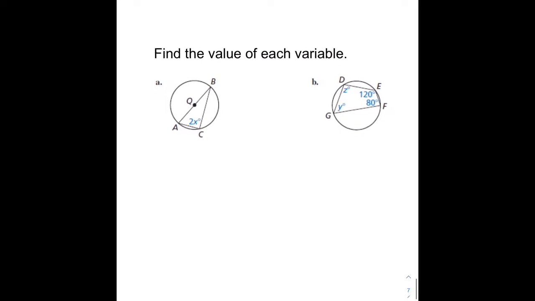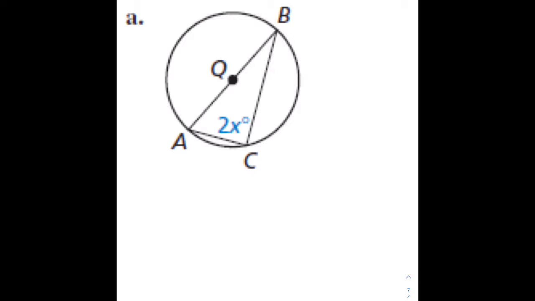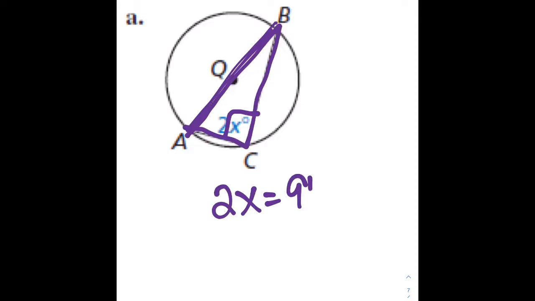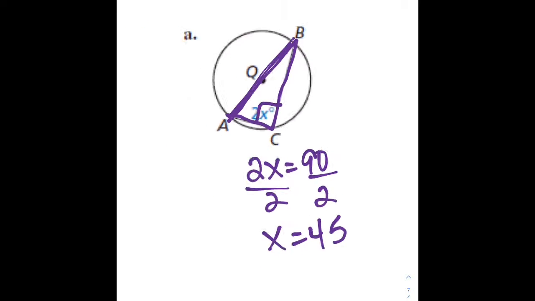All right, so let's find the value of each variable. If I am looking at problem A, you notice that there is a triangle, and since this is the diameter, we know that this has to be a right angle. So 2x is equal to 90. So that means x would have to be 45.